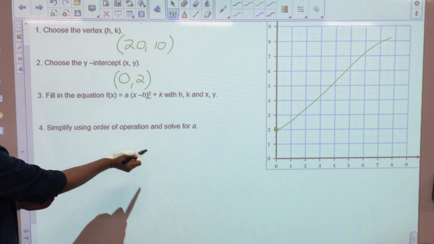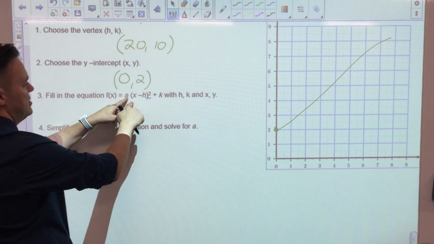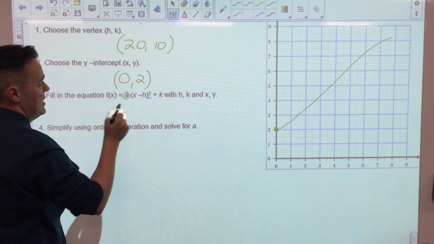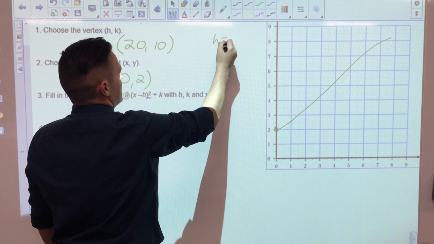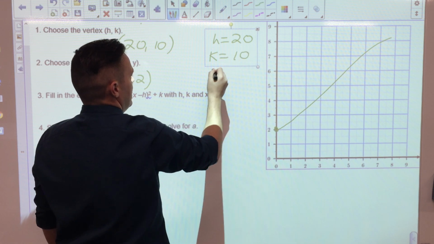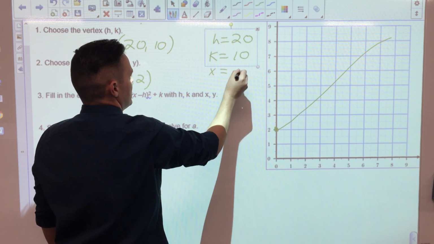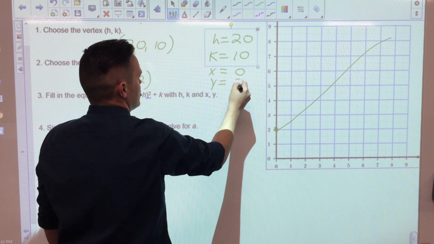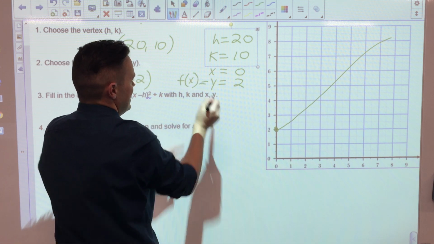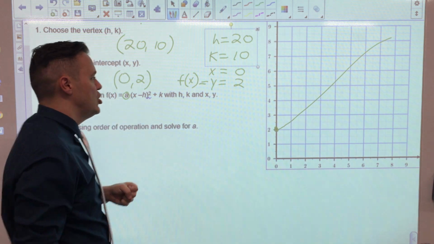So on this one, ladies and gentlemen, you have your points. Now what you need to do is find this value of a. But before I begin, we had talked about h equals 20. I told everybody to set up a grid, okay? x equals 0, y equals 2. Remember, this also equals f of x. f of x equals y equals 2.